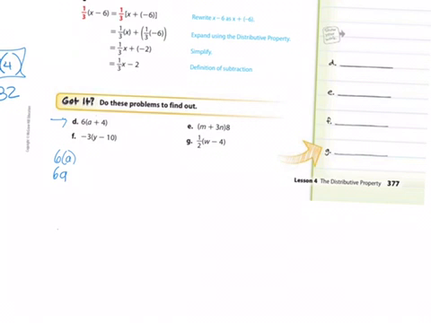We don't do anything with our operation. We keep that the same. So we have 6 times A plus 6 times 4. So our answer is 6A plus 24. And there's nothing else we can do. We have all of our like terms combined. So our answer would simply be 6A plus 24.